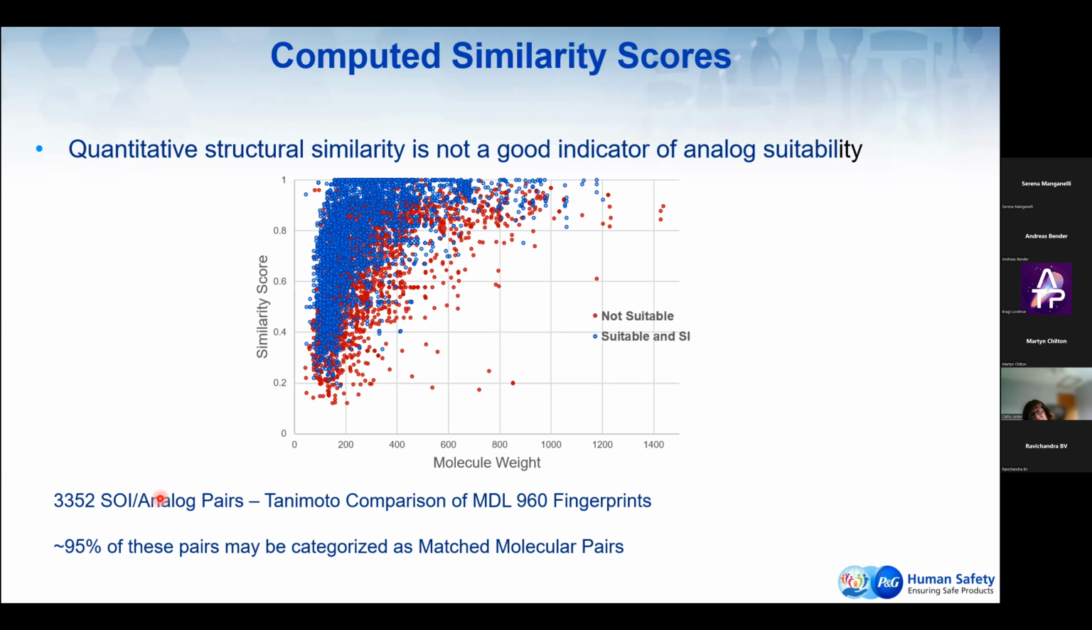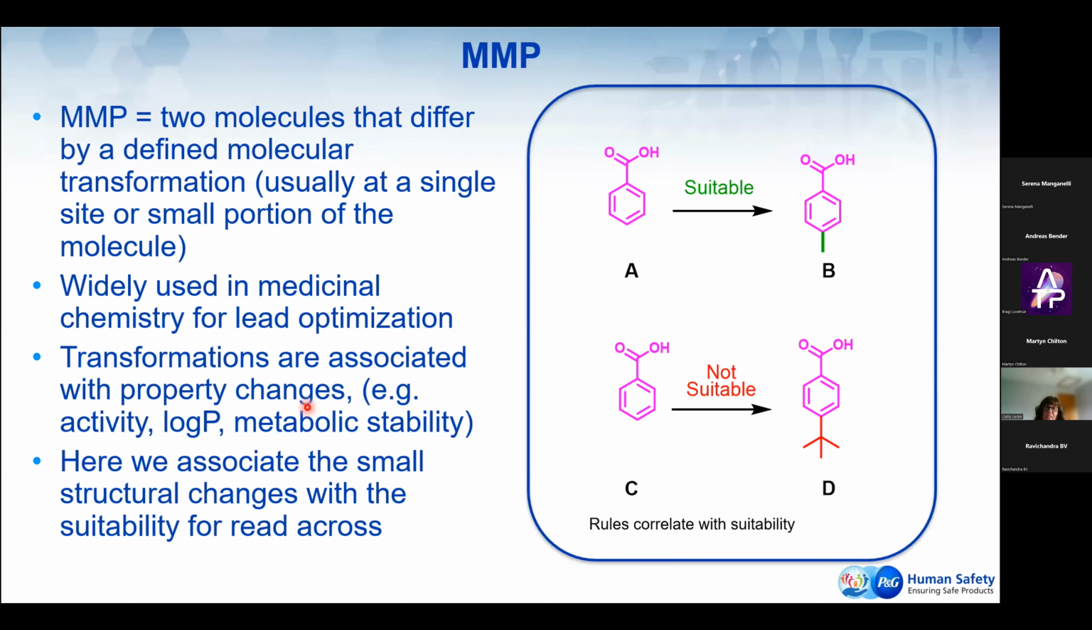What we did find for these 4,000 SOI analog pairs is that they could be characterized as matched molecular pairs. Matched molecular pairs are a tool that's used heavily in medicinal chemistry. A matched molecular pair is two molecules that differ by a defined molecular transformation, usually at a single site or small portion of the molecule. And I'm sure folks at this workshop are familiar with the technique.